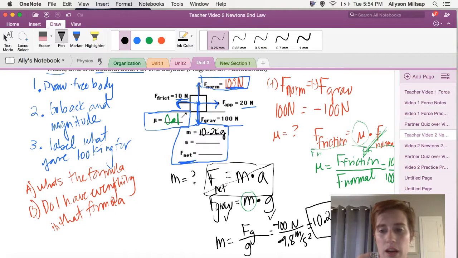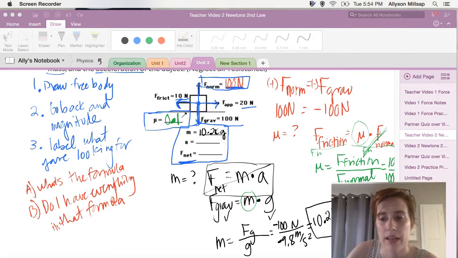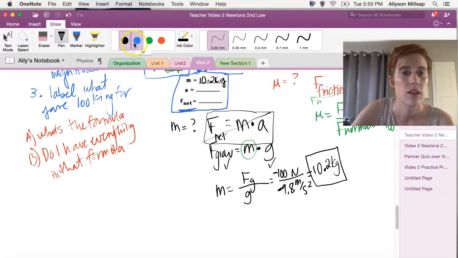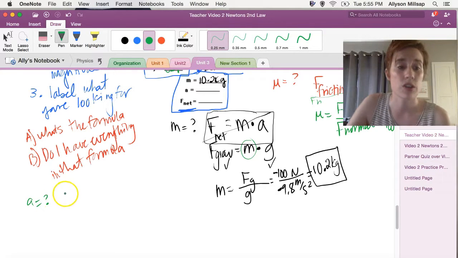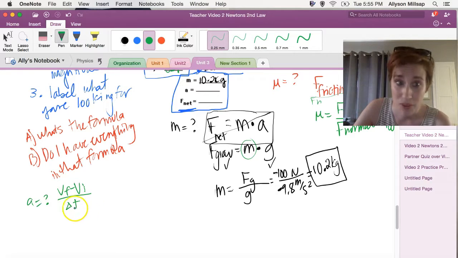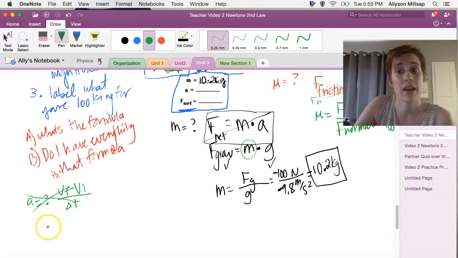Okay, what I want to do now is solve for my next unknown, which is acceleration. I'm going to have to reuse green here. Acceleration. Is there a formula for acceleration? There sure is. Acceleration is final velocity minus initial velocity divided by change in time. Do we have any of those things in this problem? No. So this is not a helpful formula. Is there another formula that might have acceleration in it? Yes. The one that we X'd out earlier.